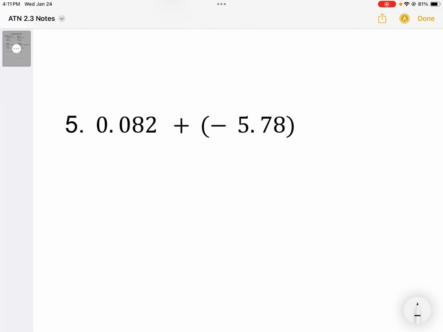Number 5. This is an addition problem, so I need to recognize that. Are they different signs or are they the same sign? These are different signs. Because they are different signs, I am going to do the opposite of the sign in the middle. So I am going to subtract in my problem.